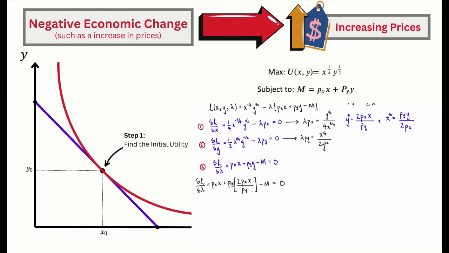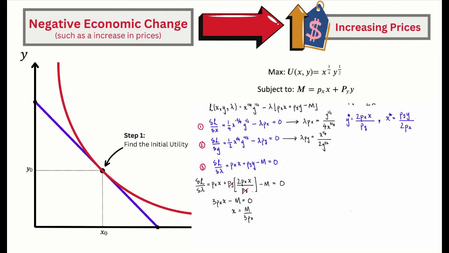So off the bat, the price of y will cancel out, and what we're left with is the price of x times x plus 2 times the price of x times x, which is going to be equal to 3 times the price of x times x minus Toni's income has to be equal to 0. So from here, guys, we can use a little bit of algebra and rearrange it so it's x in terms of m and p. So we have x is equal to m divided by 3 p of x.